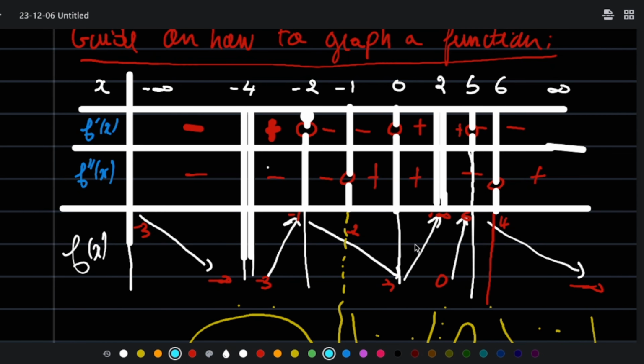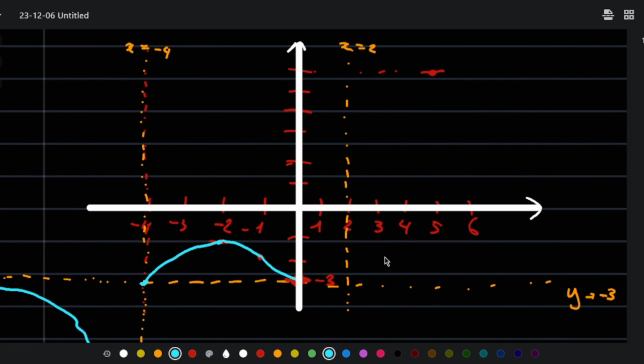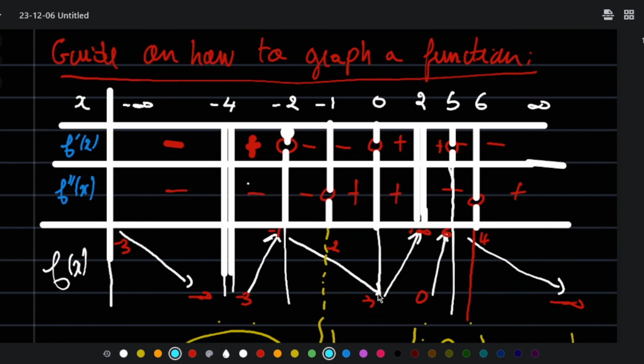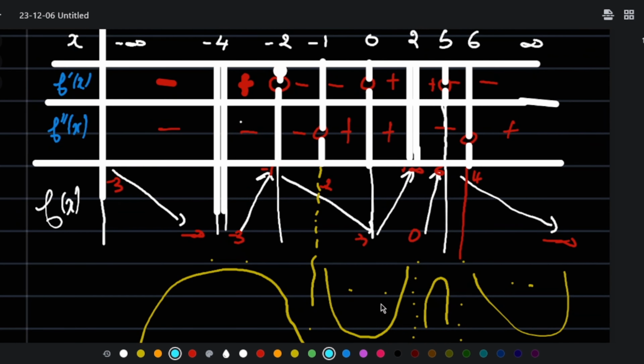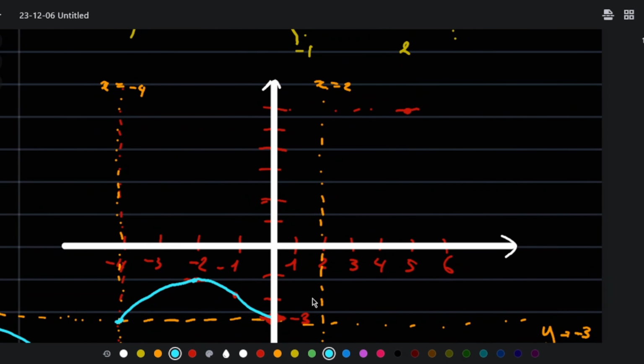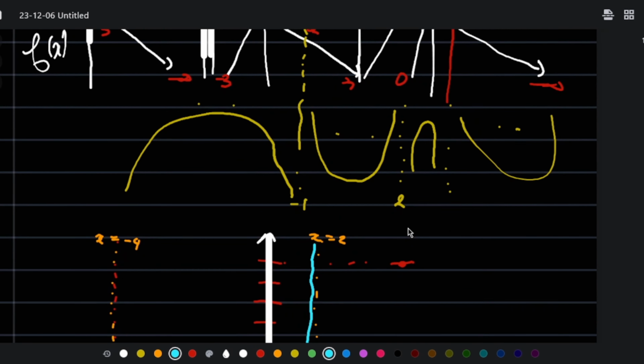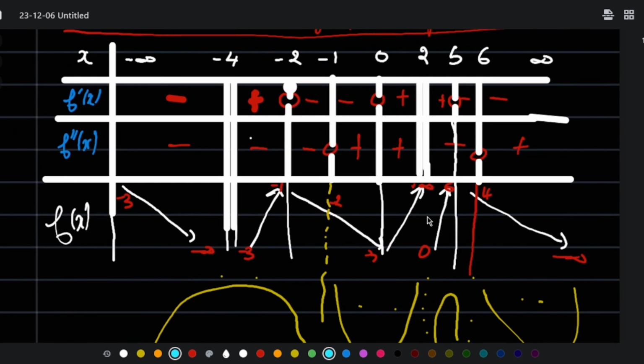From 0 to 2, it will go from -3 to plus infinity, because we have a vertical asymptote here, and the function is always convex. So it will be like this, something like this. Okay, sorry, it is convex, increasing, and it goes to plus infinity.